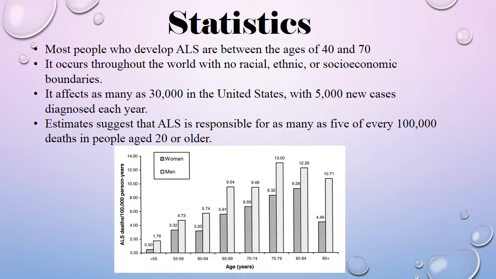It affects as many as 30,000 individuals in the United States, with 5,000 new cases diagnosed each year. Research shows that ALS is responsible for as many as 5 of every 100,000 deaths in people aged 20 or older. It's kind of a high number. This table is just representing the deaths that are current with ALS.